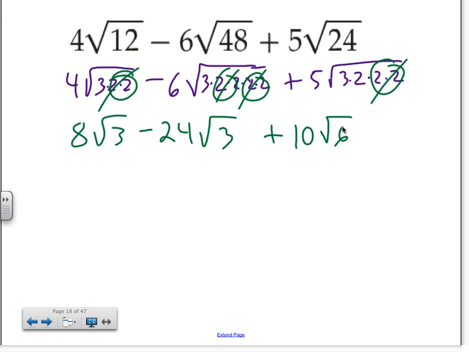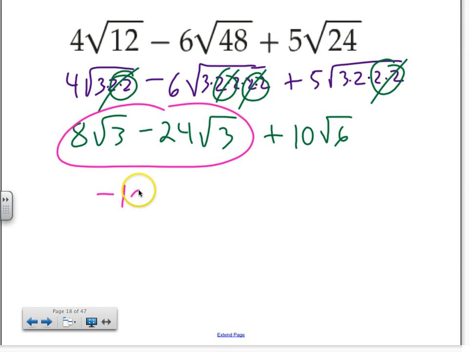See that? Now can we combine like terms? Yep. We clearly see that these are like terms, and they all end in root 3, so I can put them together. What is 8 minus 24? Negative 16 root 3. Notice that like terms stay the same as like term. We don't do anything with the radicand, right? And then the other one is 10 root 6.